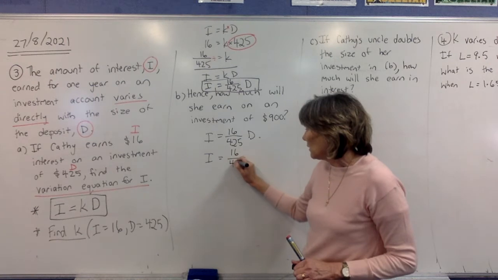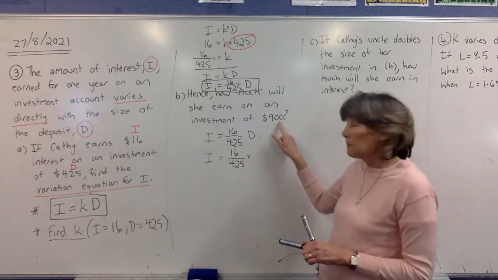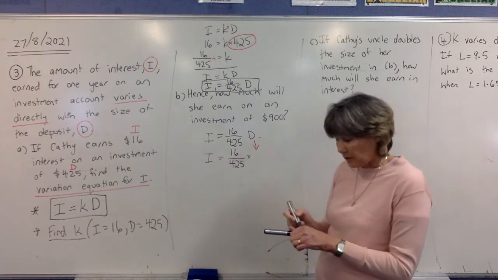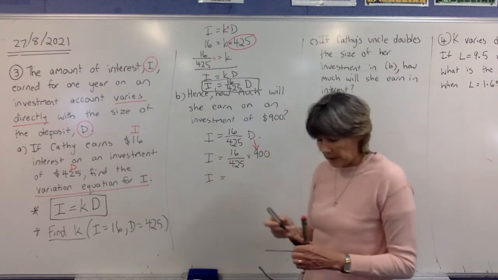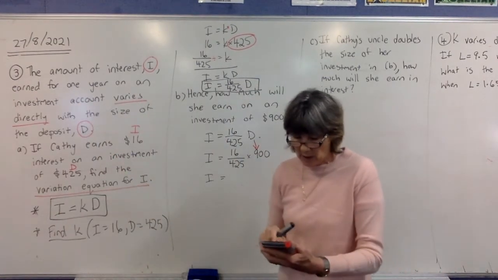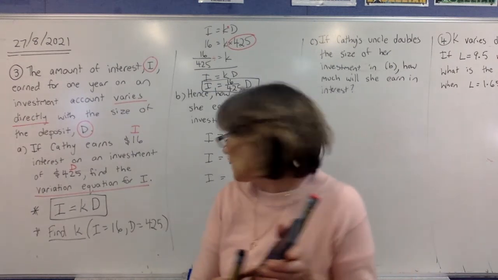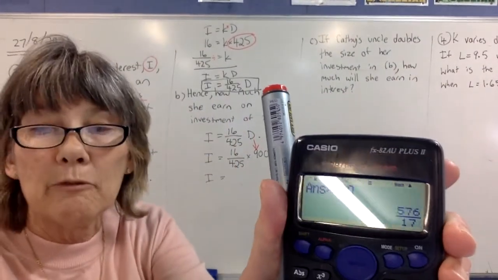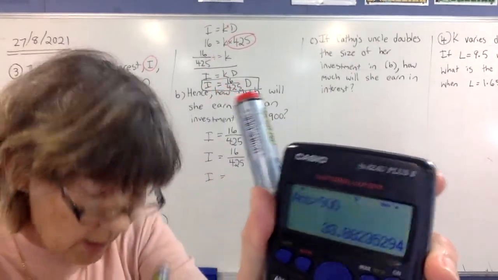The number they've given us here is the investment or the deposit. That's how much we're putting into this account. So the 900 is going to go in the place of D. Then you put all of that in your calculator and work it out. So if we put that in, 16 over 425 times 900. Now you'll get an answer that looks like this, which is not much use to us because we're trying to find an amount of money. So I'm going to use SD and it changes it to that. And that's the decimal we need for money.